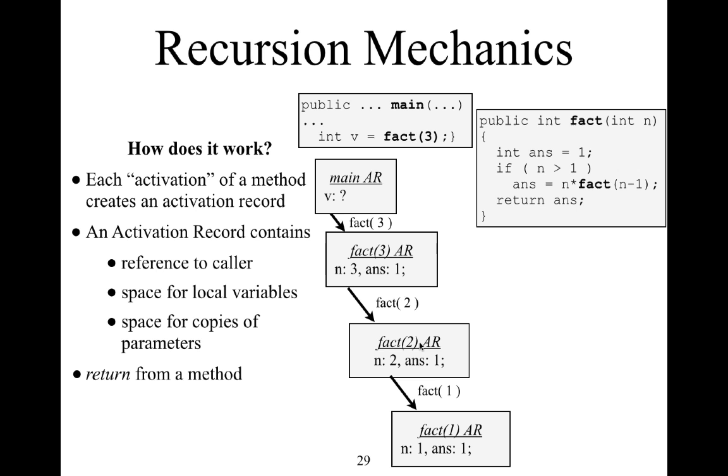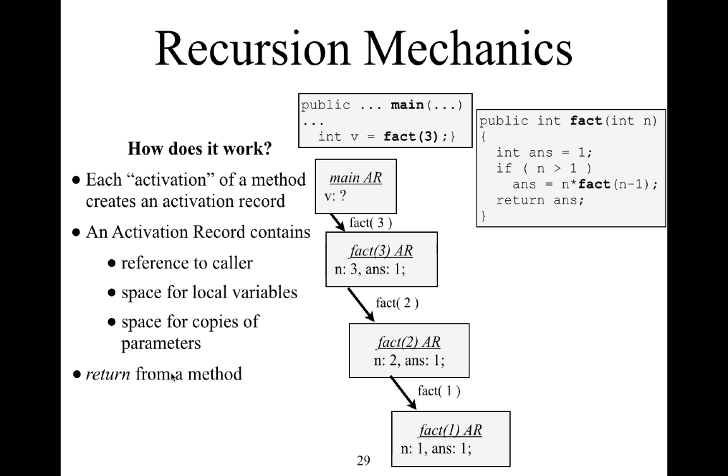It then calls fact of 2, which creates its activation record, where the value of n is 2. At least initially, the answer is 1 also. These are different copies, of course. That's the whole idea of activation records: there's a different copy for each activation. That, in turn, calls fact of 1, whose activation record has the value 1 for its local copy of the parameter n. Initially the value of ans is also 1.